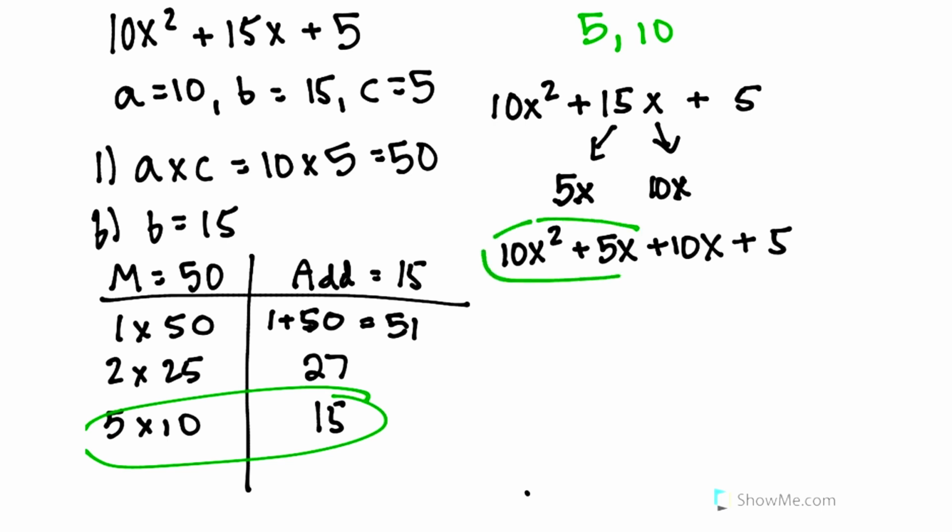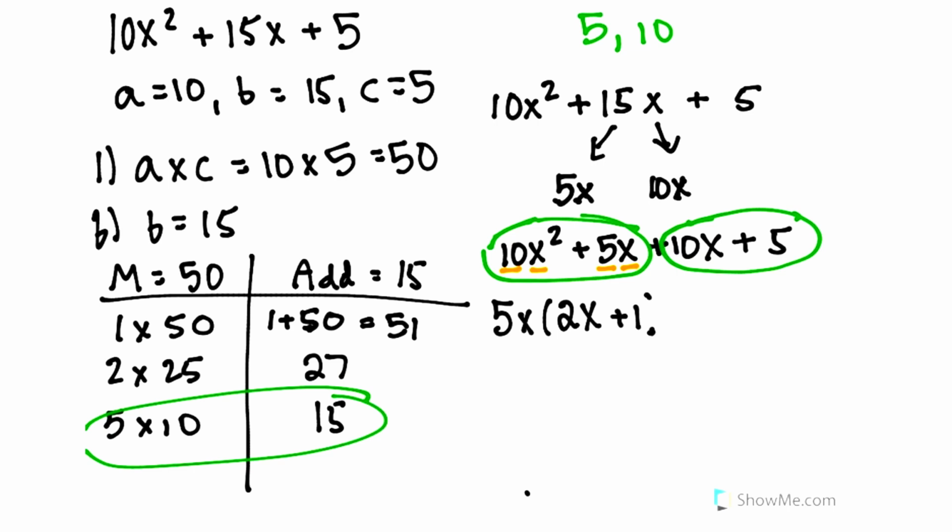And then we look at the two sets of terms separately, and we see if we can pull out a common number or letter. In this case, we can pull an x out of both terms and also a 5 out of the two numbers in front of the x's. So what we would get is 5x in front of these. That leaves us with 2x, because 5 times 2 is 10, and x times x is x squared, plus 1, because 5x times 1 is just 5x.